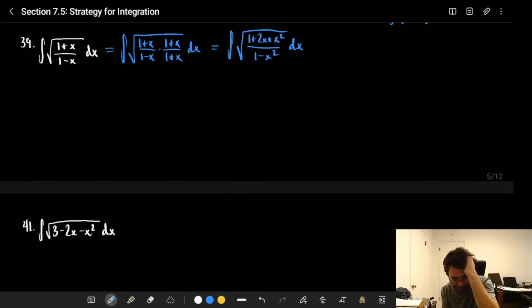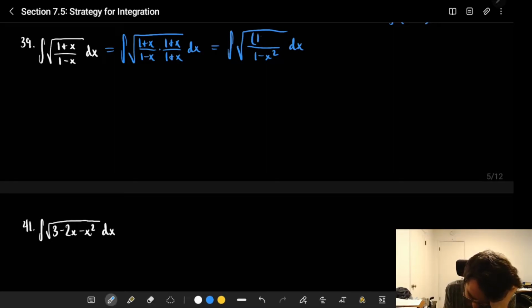Do I like that? Sort of? Okay, sort of. The square root is... Right, let's write this back as just 1 plus x times itself. So this would have been 1 plus x over the square root of 1 minus x squared.